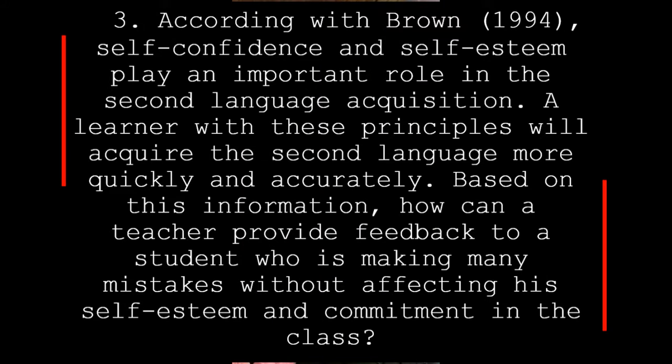The third one is, according to Brown, 1994, self-confidence and self-esteem play an important role in second language acquisition. A learner with this principle will acquire the second language more quickly and accurately. Based on this information, how can a teacher provide feedback to a student who is making many mistakes without affecting his self-esteem and commitment in the class?